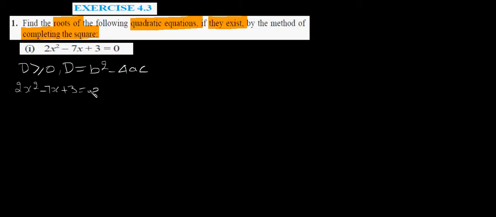We will compare this equation with the standard quadratic equation and find the values of a, b and c. The standard quadratic equation is ax square plus bx plus c is equal to 0. From here, a is equal to 2, b is equal to minus 7 and c is equal to 3 are the three values of the constants a, b and c.